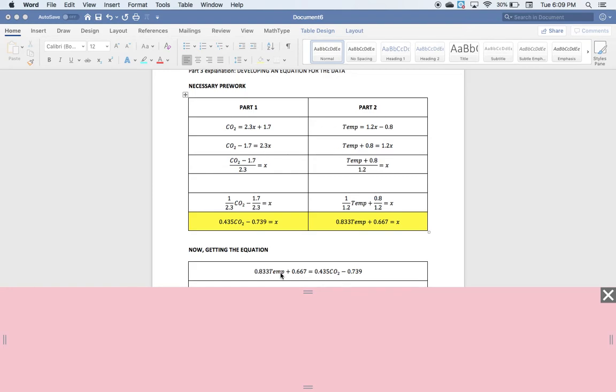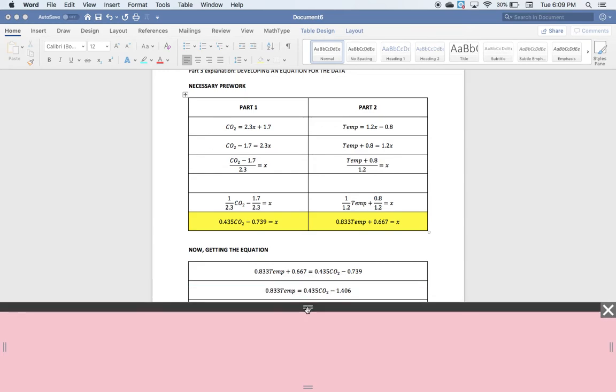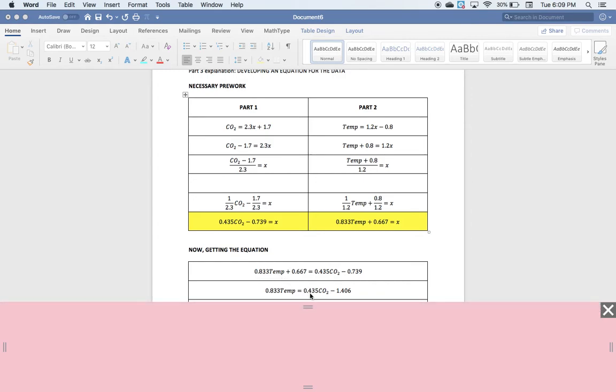I need to get temperature by itself. So let's go ahead and solve for temperature. Let's subtract 0.667 from both sides. And I did exactly that. I get 0.833 temperature equals 0.435 CO2 minus 1.406. Right? I obtained this by just doing negative 0.735 minus 0.667. That's what I end up getting.